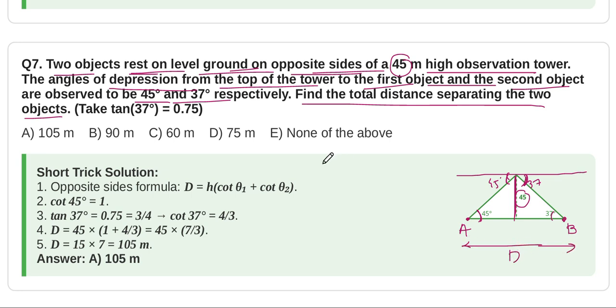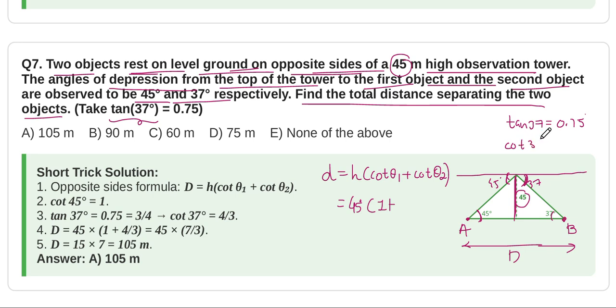That formula we have already written. For the distance D, the formula is H times the bracket, in which we add the cotangents: cot theta 1 plus cot theta 2. The height is 45. One angle is 45, so cot 45 is 1, plus the second angle is 37, and tan 37 is given as 0.75. So cot 37 is equal to the reciprocal of 0.75.